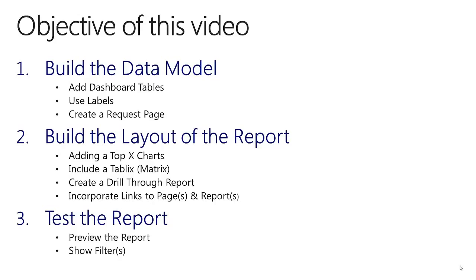The second step will be to build the layout of the report. For this we will be adding top X charts. We will include a tablix for the inventory matrix, and then we will create a drill-through report with the hyperlinks to pages and reports. Next we will test the report, preview the report, and then also make sure that the filters are available in the top of the report.